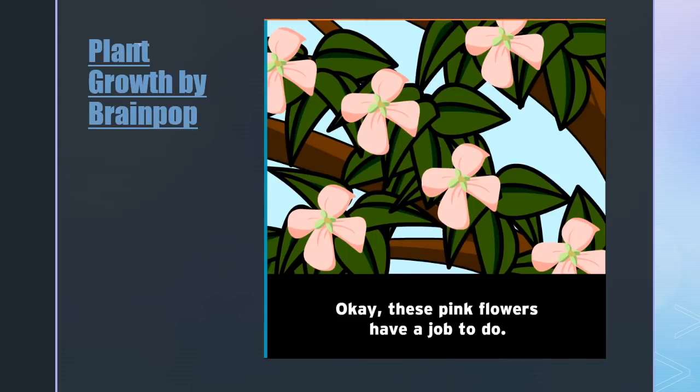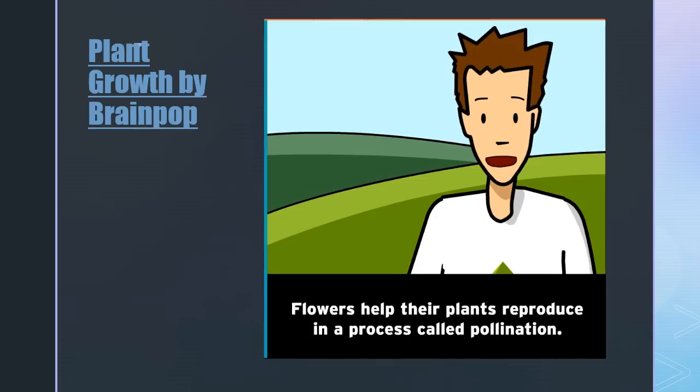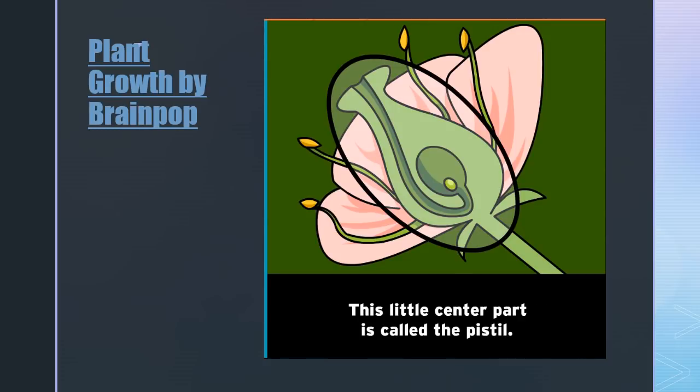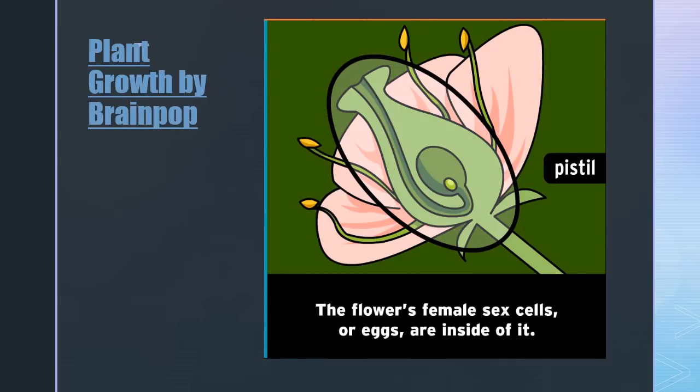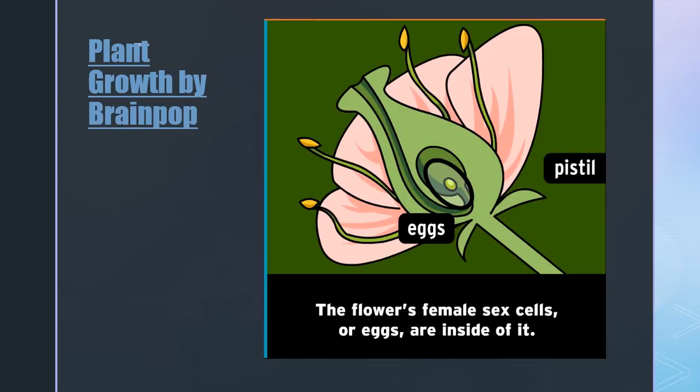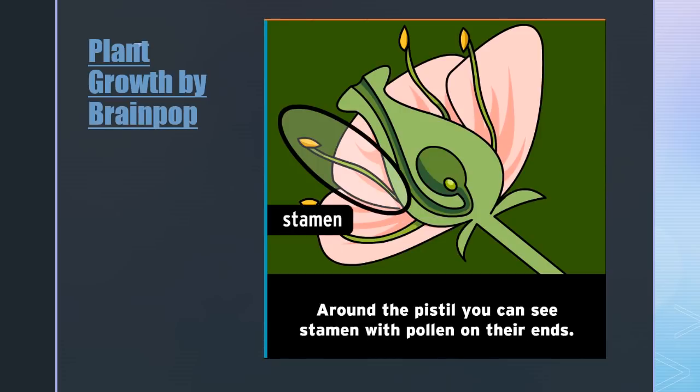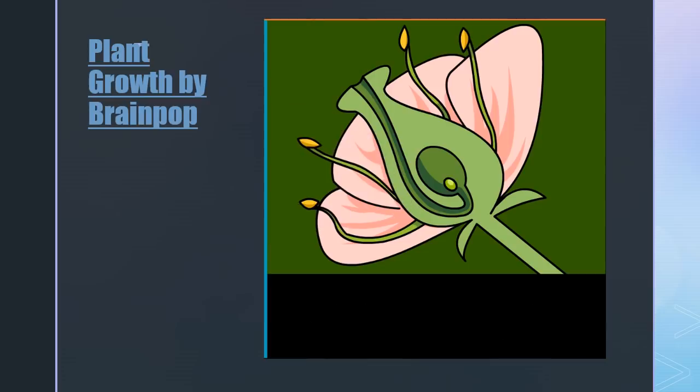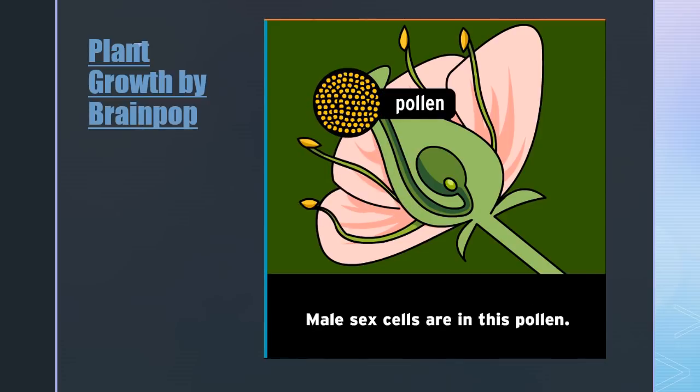Okay, these pink flowers have a job to do. They make seeds that grow into new apple trees. Flowers help their plants reproduce in a process called pollination. This little center part is called the pistil. The flower's female sex cells, or eggs, are inside of it. Around the pistil, you can see stamen with pollen on their ends. Male sex cells are in this pollen.